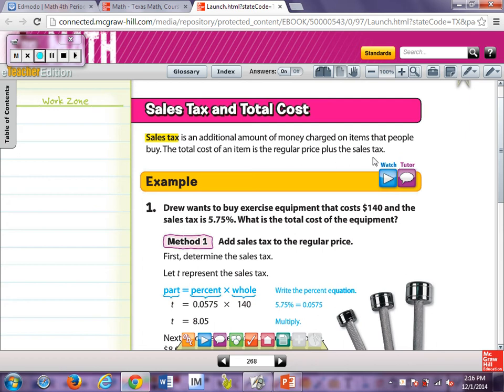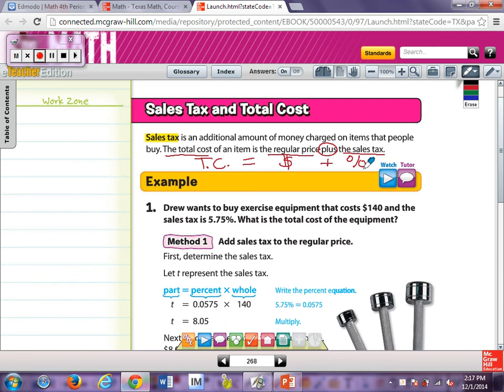Now, it goes on to say also, the total cost of an item is the regular price plus the sales tax. That is extremely important to remember, that the total cost of an item is the regular price plus the sales tax. The sales tax is always given to you as a percent, and the regular price will always be just in regular dollars. And those two things added up together will give us total cost. So we'll call that the TC. Total cost is the regular price of the thing plus the sales tax.